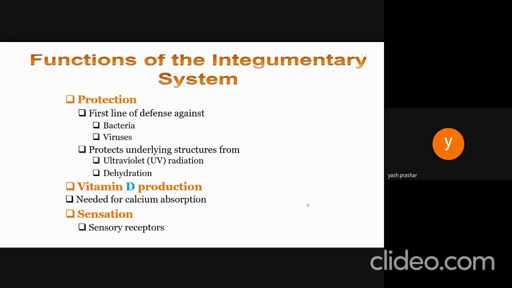Functions of the integumentary system. First is protection, that is the first line of defense against bacteria and viruses. Apart from that, it protects the underlying structures from ultraviolet radiation and dehydration. Then vitamin D production, needed for calcium absorption, and sensation from sensory receptors.